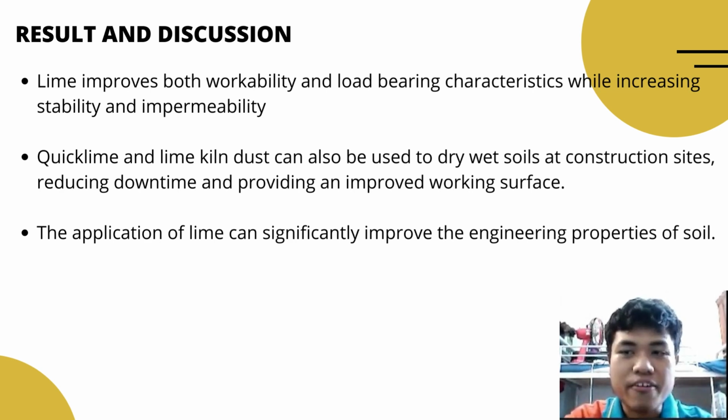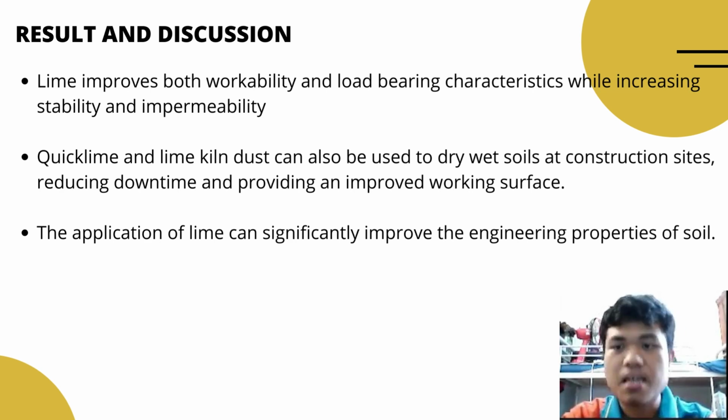First and foremost, I will talk about results and discussion. Lime is utilized as an effective way to modify soils. It improves both workability and load-bearing characteristics while increasing stability and impermeability. Quicklime and lime kiln dust can also be used to dry wet soils at construction sites, reducing downtime and providing an improved working surface. The application of lime can significantly improve the engineering properties of soil.